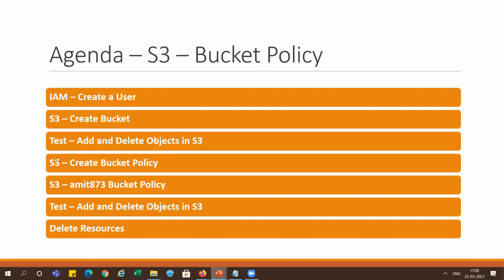After that, we will provide a bucket policy on the S3 bucket, and through that bucket policy we will give the user access to delete and put objects in the S3 bucket. After that, we will check the bucket policy again and try to add and delete an object again from the same user and the same bucket. At that time, we can see that the user is able to delete the object as per the bucket policy.